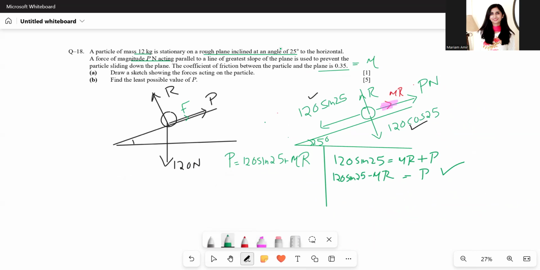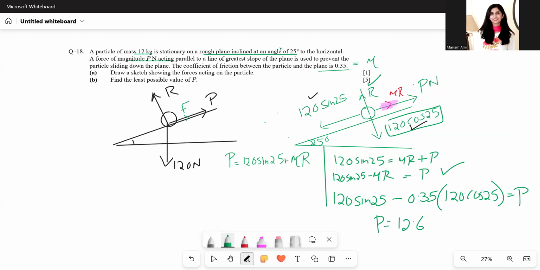Okay, so let's find out the values. We have 120 sin 25 and we have mu 0.35 and R is equal to 120 cos 25, and this should be equal to P, which gives us 12.6. After rounding, 12.6492 rounds to 12.6 newtons.